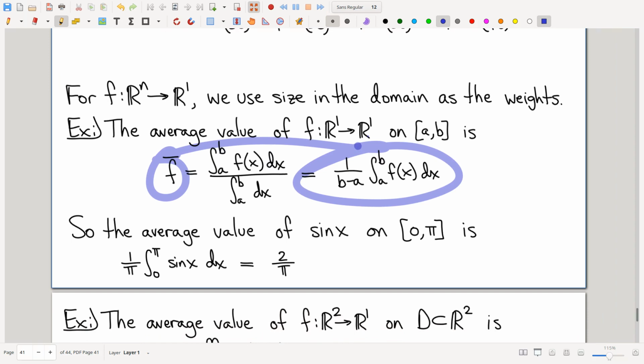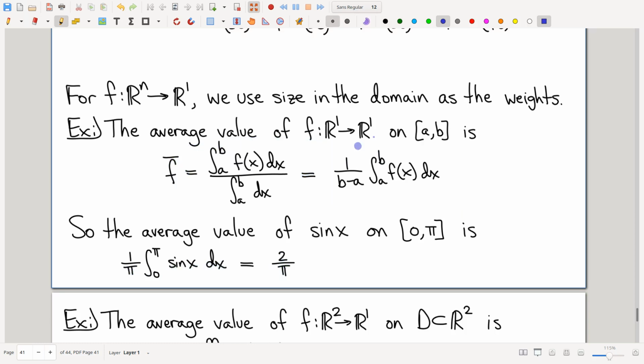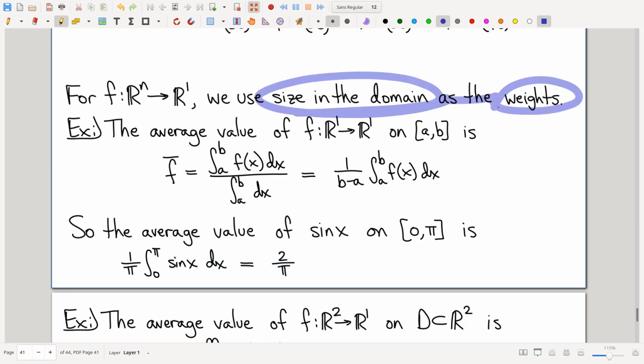And this example down here is just plug and chug. I'll let y'all read that example. It's literally just plugging into that formula. Now that was a single variable example, but taking this same idea, size in the domain being the weights, I can do that in a double integral context as well.